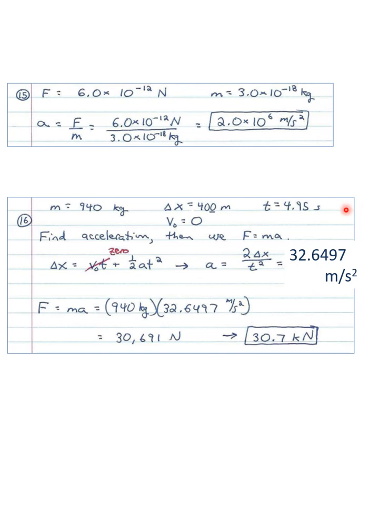Here I've listed out the given information. We can use this kinematic equation that delta x is v naught t, which is 0 because it starts from rest, plus 1/2 a t squared. So acceleration is 2 times displacement over t squared. We plug those numbers in, we get 32.6497 meters per second squared. Then multiply that acceleration by the mass, and we get a force of 30.7 kilonewtons.